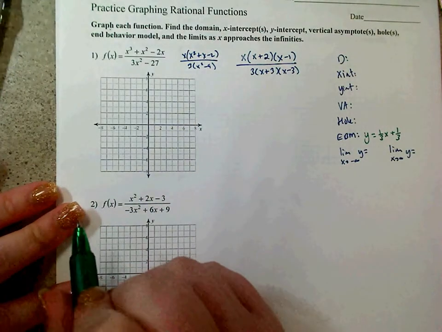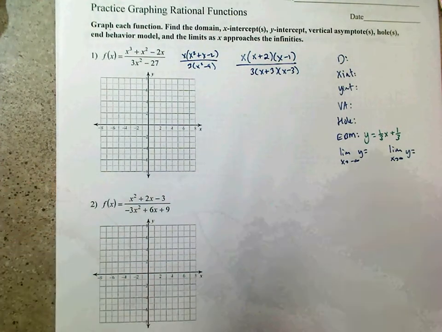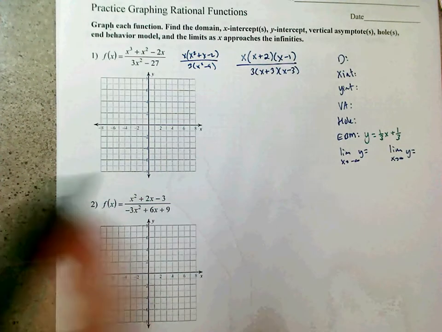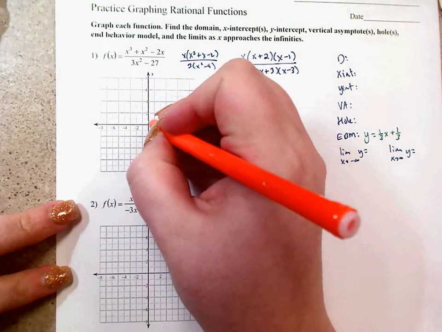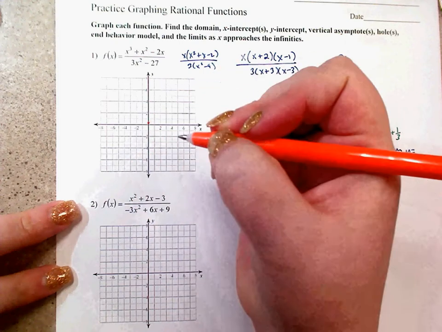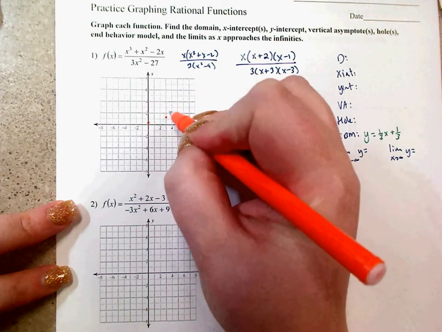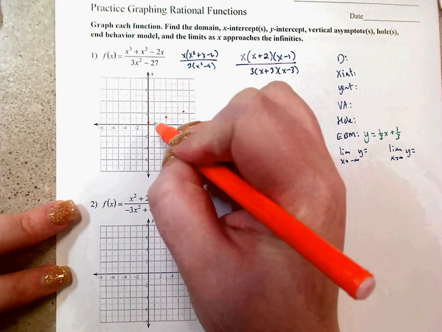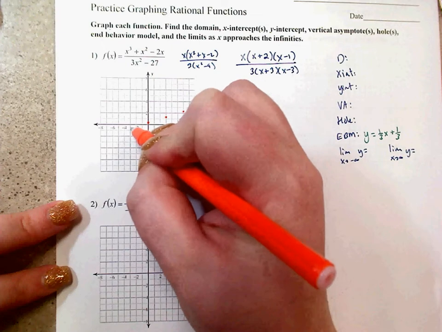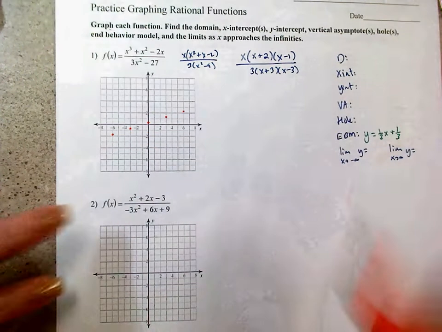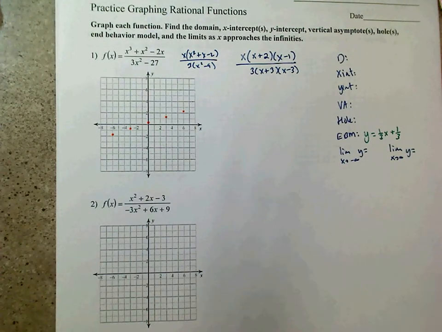1/3 x plus 1/3 means a y-intercept of 1/3. I'm going to do that in a lighter color, we'll do that in orange. 1/3, and then a slope of 1/3, which means go up 1/3, up 1/3, down 1/3, and down 1/3. And then I'm just going to take a straight edge and draw a dotted line for that slant asymptote.